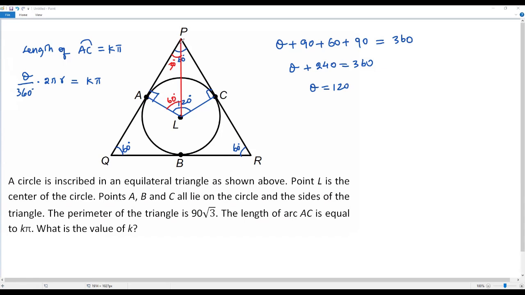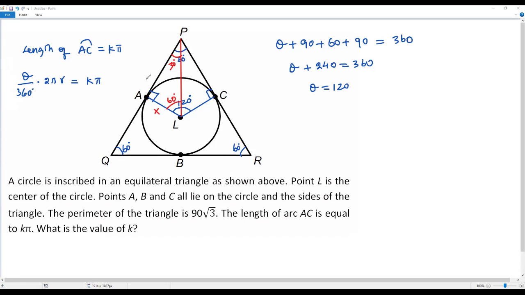Now let's consider the right triangle PAL over here. Actually, it is a 30, 60, 90 special right triangle. In a 30, 60, 90 special right triangle, the side which is opposite to the smallest interior angle, 30 degrees, is considered to be the shortest leg. And here AL is the side opposite to the smallest interior angle measure 30 degrees. So AL is the shortest leg, and usually we assume x as the length of the shortest leg in a 30, 60, 90 special right triangle.